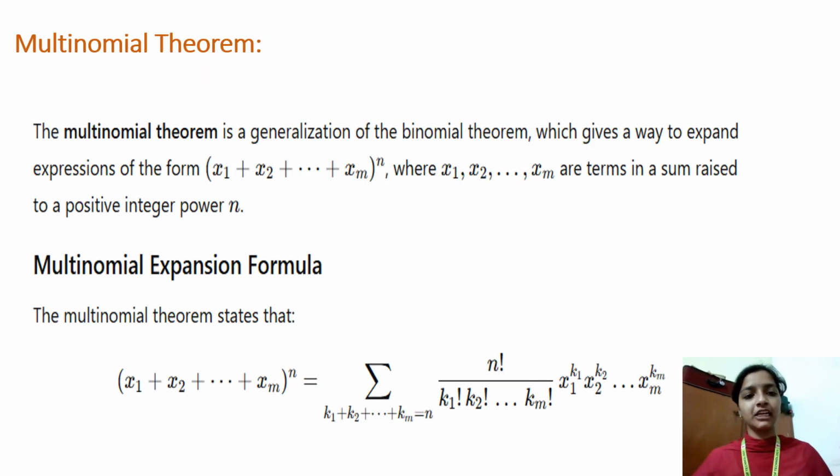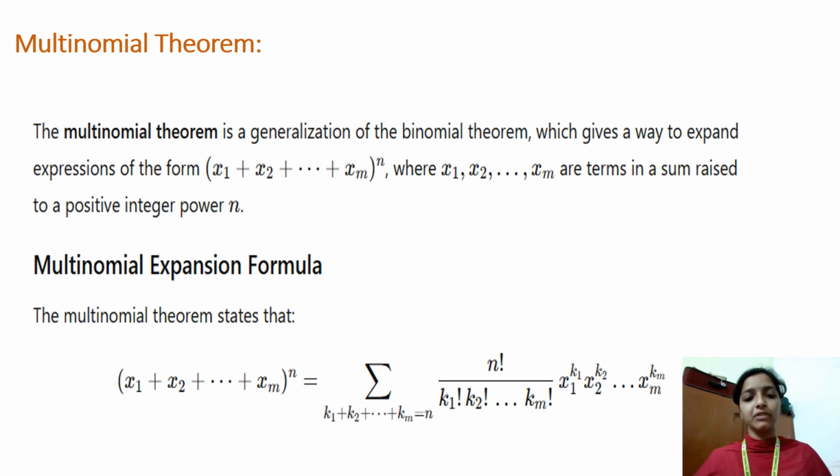Multinomial theorem. The multinomial theorem is a generalization of the binomial theorem which gives a way to expand expressions of the form (x1 + x2 + and so on xm) whole power n, where x1, x2 and so on xm are terms summed and raised to a positive integer power n. The sum of these terms x1 plus x2 plus xm gives the power n.